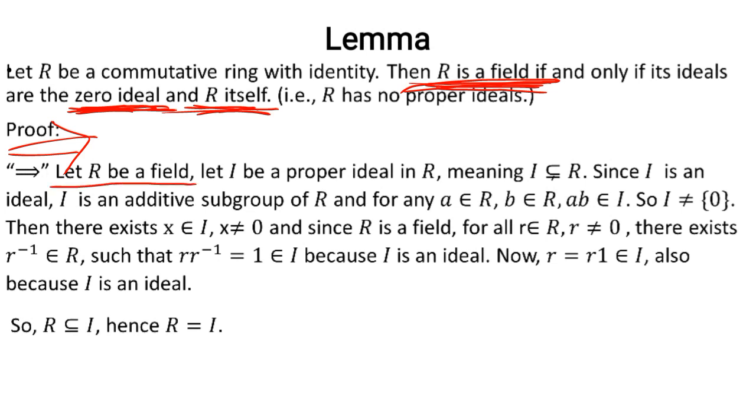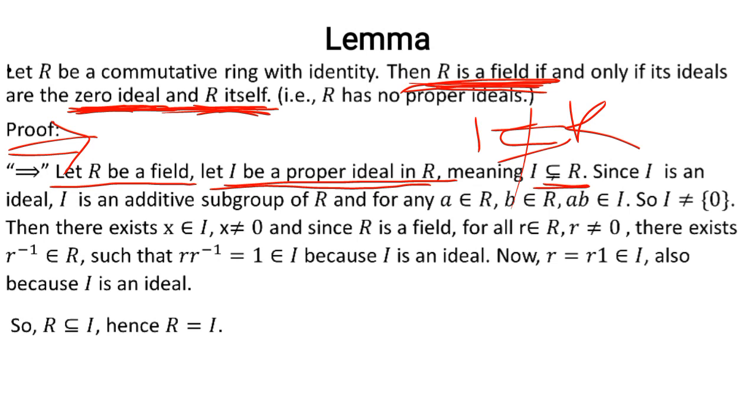Okay, so if it is a field, it means that we can take a proper ideal in R, because we want to prove that it has only the zero ideal and R as its only ideals. So let I be a proper ideal in R. So we're expecting the negation, right? Since it's a proper ideal, it means that it is not equal to R. It's just an ideal contained in R. It isn't equal to it.